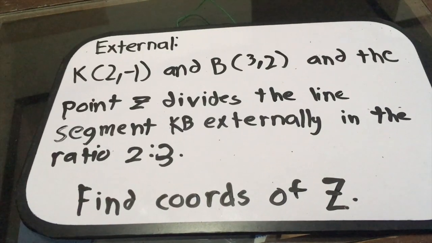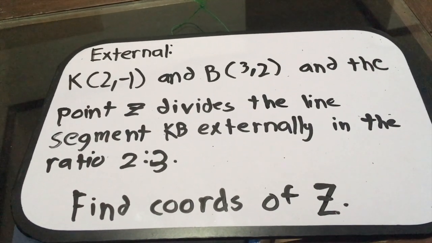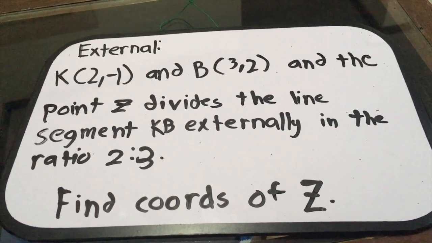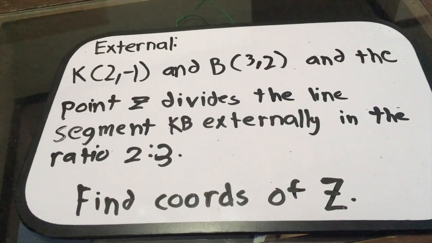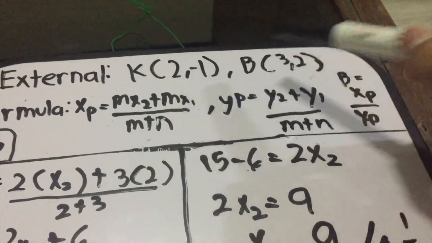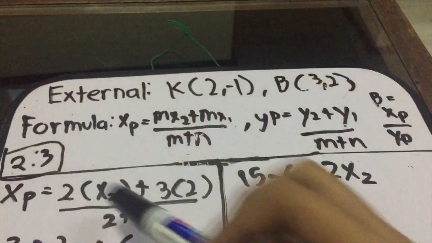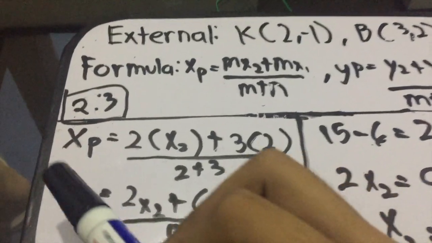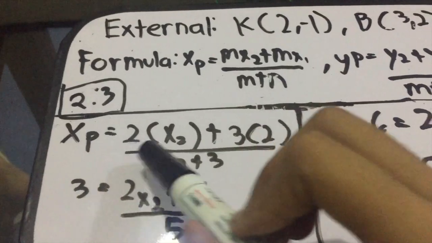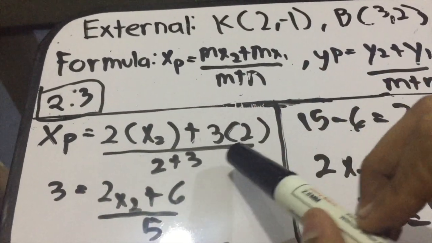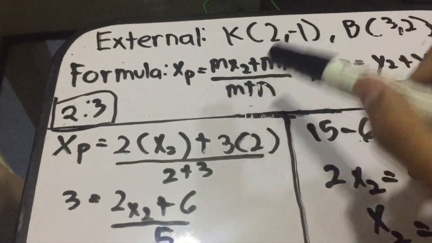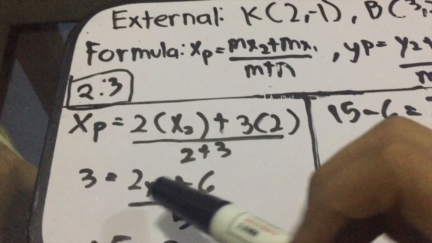Point K is 2, negative 1, and point B is 3, 2. And the point Z divides the line segment KB externally in the ratio 2:3. Find the coordinates of Z. So our K is 2, negative 1, which is our x sub 1 and y sub 1, and B is our x sub B and y sub B. So we are finding x sub 2 here. So first is 2 and x sub 2 since it's missing. Then 3 times 2, which is our x sub 1 over in the point K over there. Then 2 plus 3, which is m plus n.